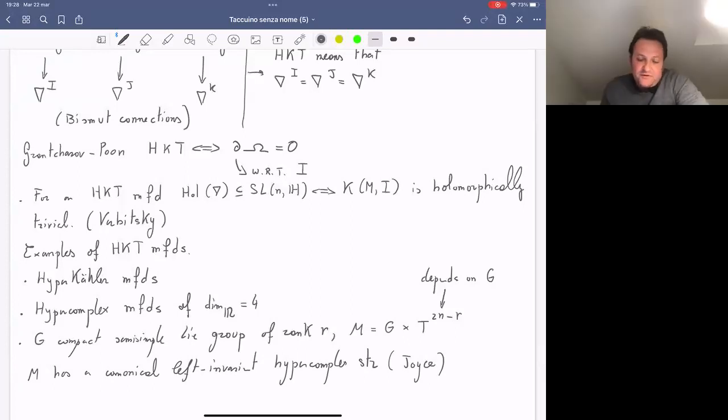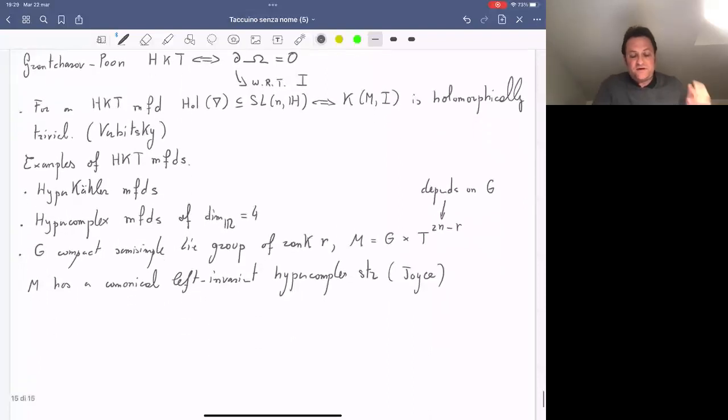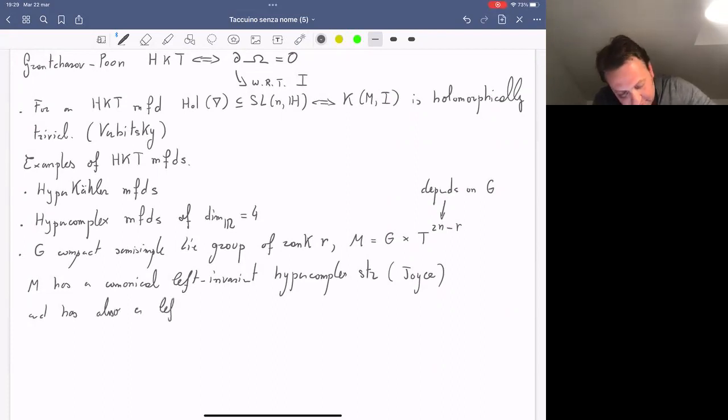Joyce found this example before the definition of HKT manifolds, and after the introduction of HKT manifolds, people observed that actually these manifolds also have an invariant HKT metric, also a left invariant HKT metric. Okay.